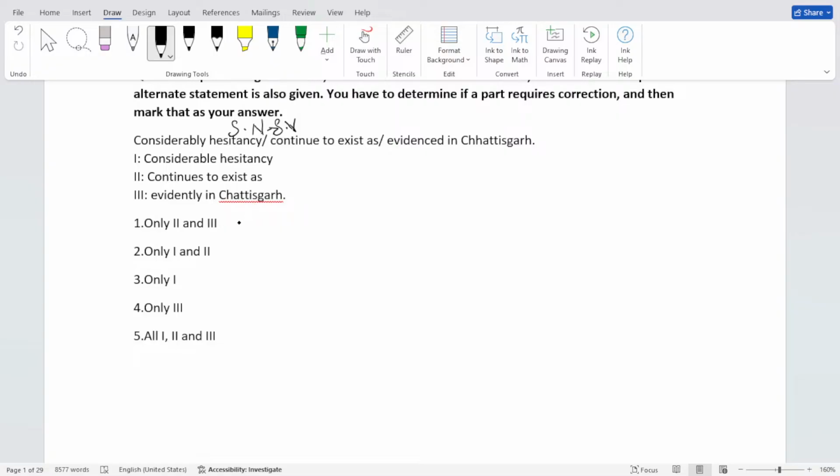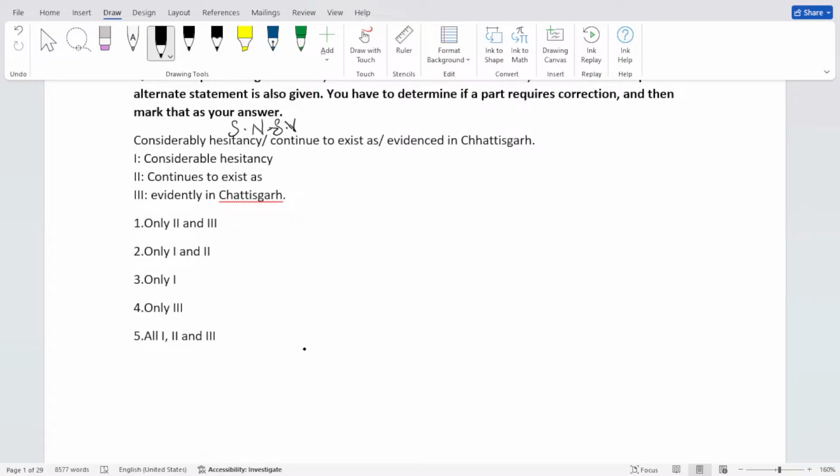But here "considerable hesitancy is given". So this will be the mismatched sentence and that's supposed to be considered. So here the correct statement is "considerable hesitancy continues to exist as evidence in the Chhattisgarh".